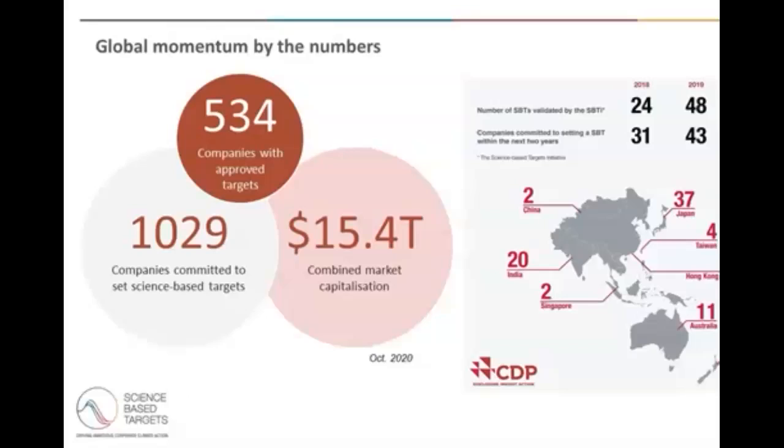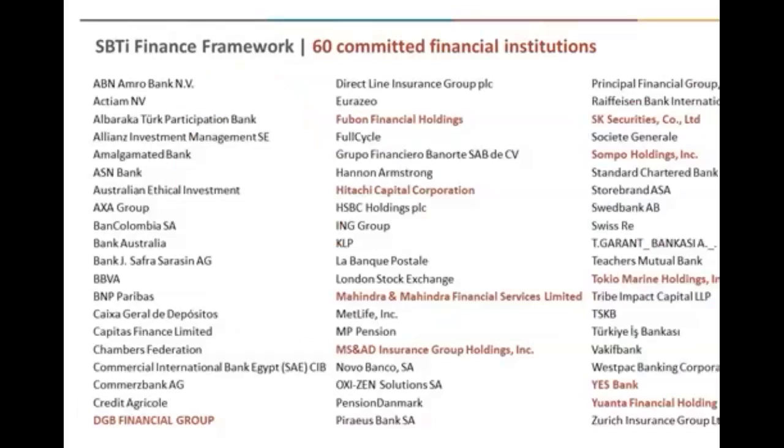Companies in Asia are also joining this global momentum, with over 200 companies in the region having committed to set science-based targets, and this growth has been increasing since 2019. Financial institutions are also part of this movement, with 60 financial institutions having committed to set science-based targets, 10 of which are located in Asia.